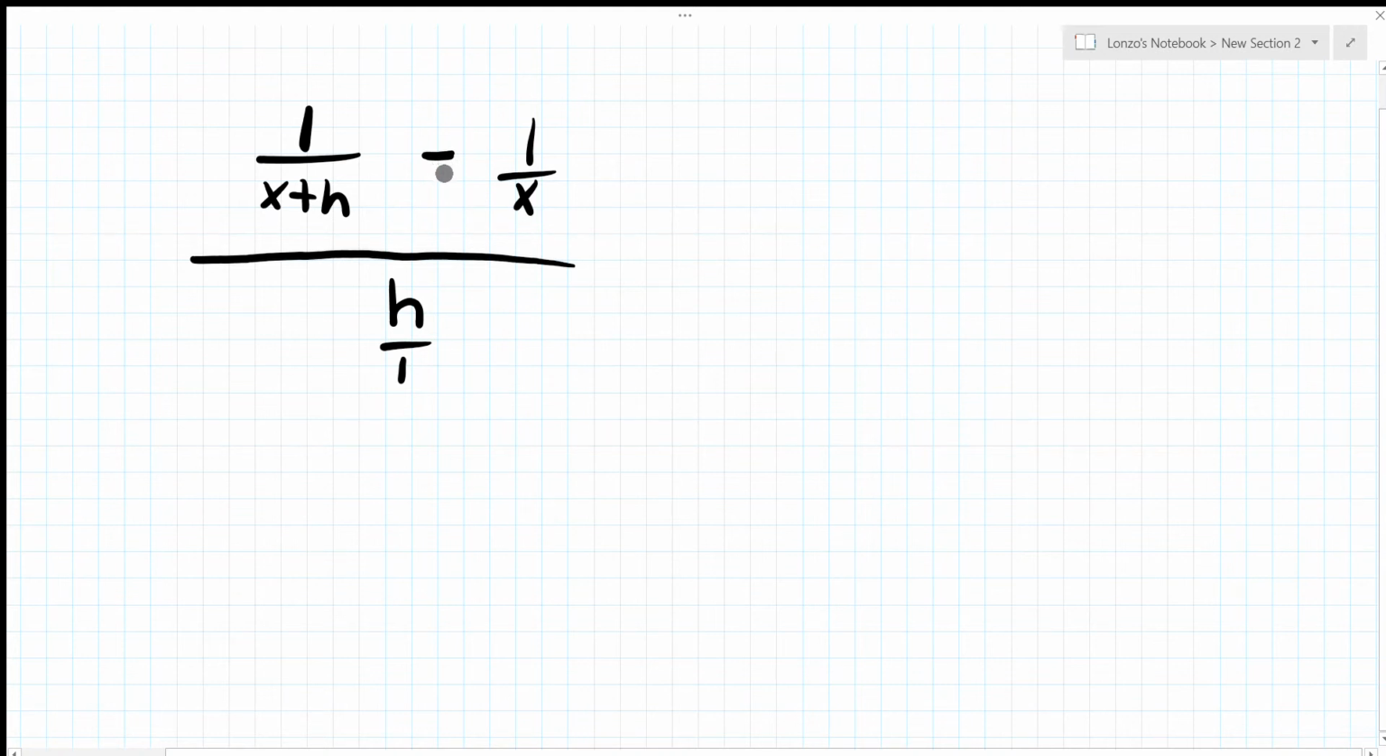So we've got to subtract fractions, so we need a common denominator. So we have an x plus h here and an x here. What is my common denominator? And please don't say x plus h. That looks very tempting, but it's not x plus h as our common denominator. It's actually a combination of both, x times x plus h. That's my common denominator for this part.